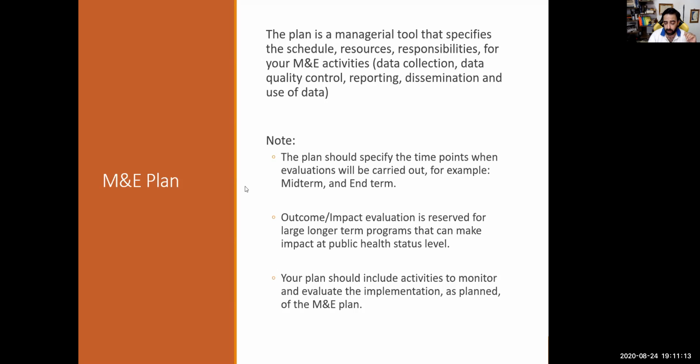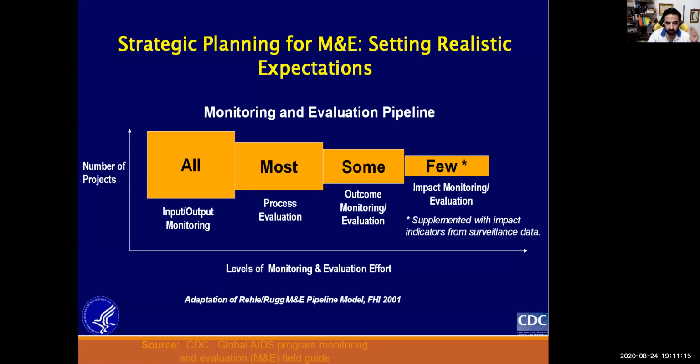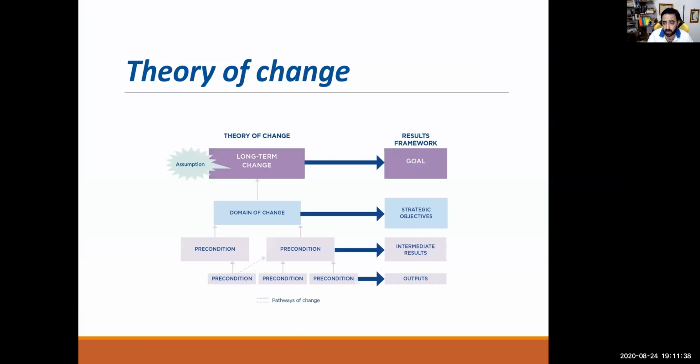Okay. And after that, we talk about all, most, some, and a few. We talk about input and output, which all projects have. Most projects have a process evaluation, which we explained. Some projects have outcome monitoring and evaluation, and a few of them have impact. This was a question and you answered.